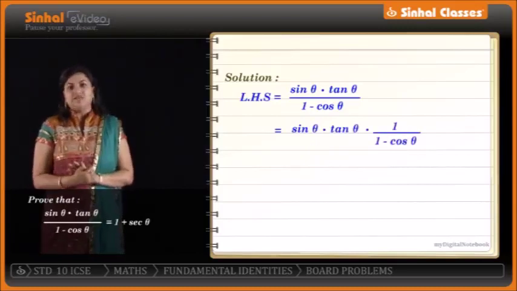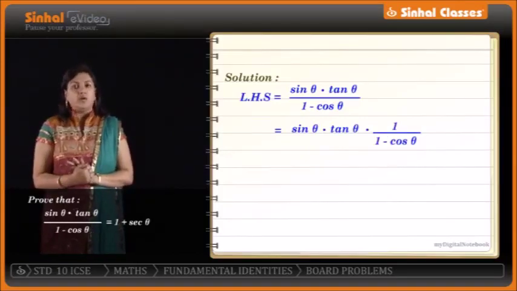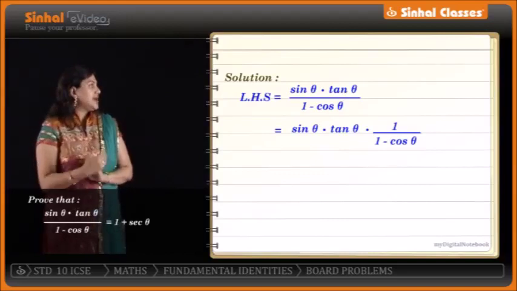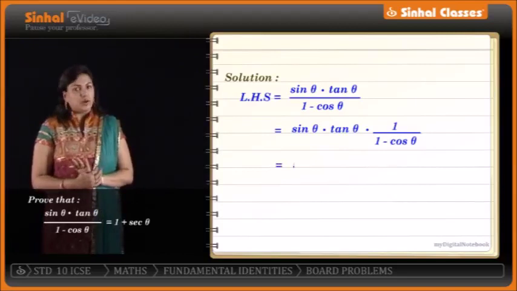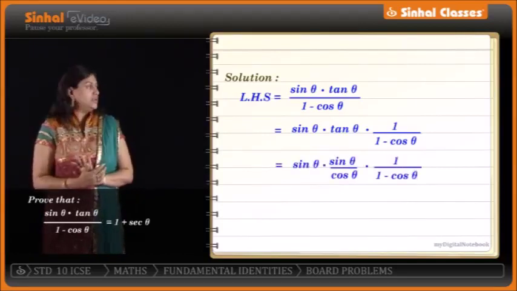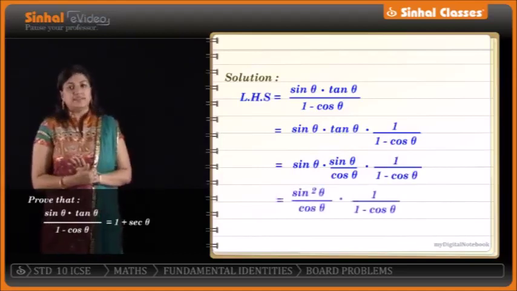In LHS, we have sin and cos. So we write tan theta as sin theta upon cos theta. We get the LHS as sin theta into sin theta upon cos theta into 1 upon 1 minus cos theta. Now the numerator becomes sin square theta, denominator as it is.